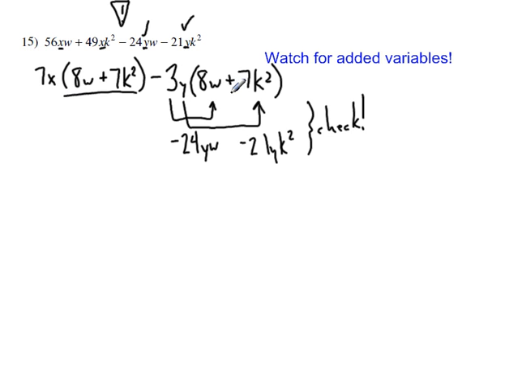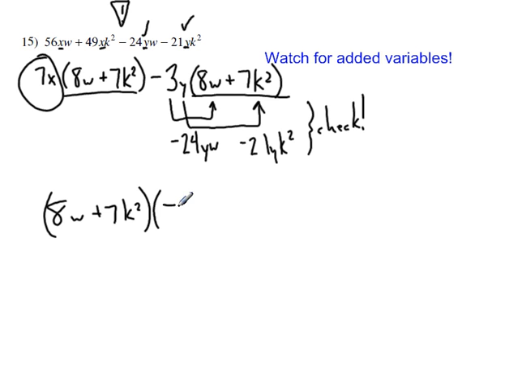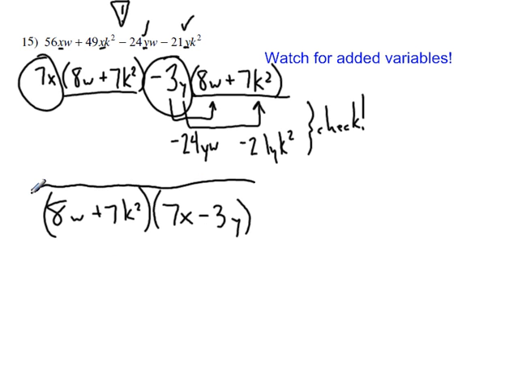Now I have the same thing in common again, so 8w plus 7k to the second will be my first set of parentheses. That's what's the same in both of these steps. And what's left over? Well, the 7x and a minus 3y. Can I factor either of those further? No, I can't. You can run into situations where you might have a difference of two squares or a perfect square that you could continue to factor, but in this case, we don't have that problem. So you're finished.